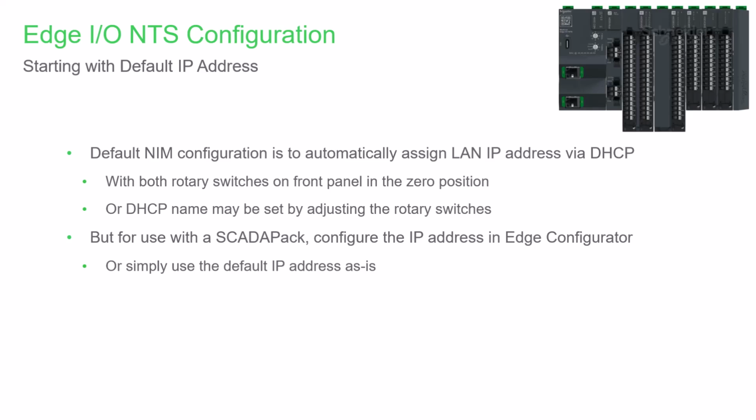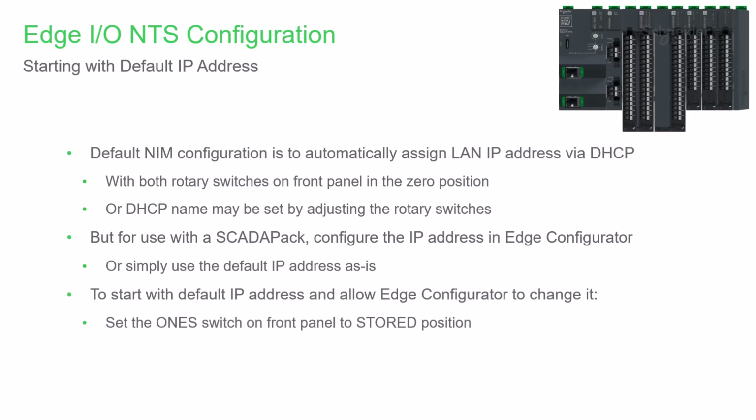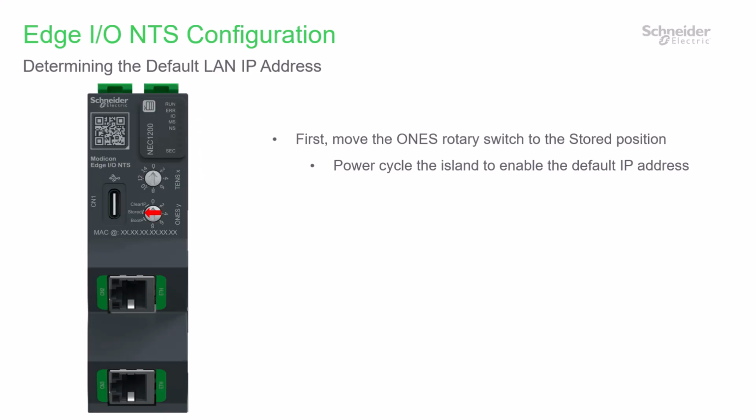To do this, set the 1 switch on the NIM's front panel to the stored position and leave the 10 switch at 0. Then power cycle the NIM. The unit will start up with its default IP address. Here's how to determine the default IP address.